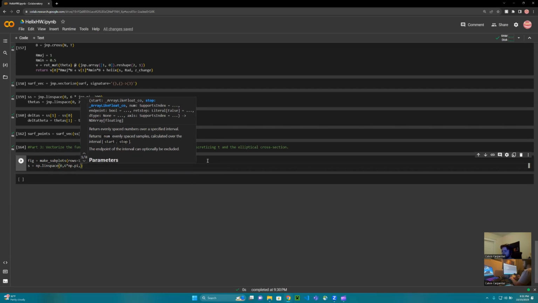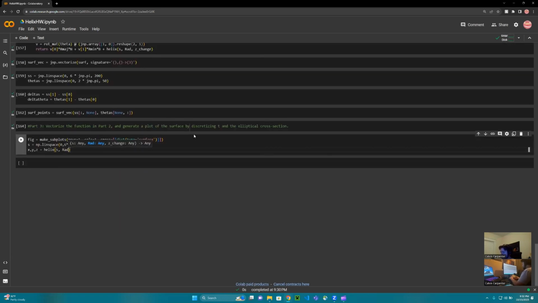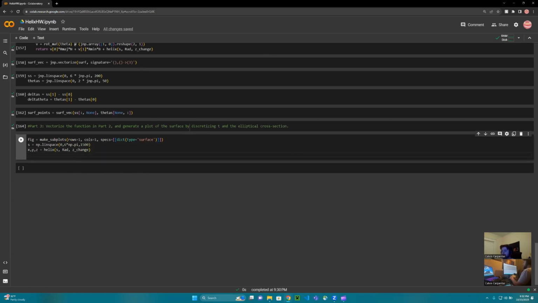So we're going to create a plot of all of these surface vectors, cross sections, and such, and we're going to plot probably about 1,500 points. That seems pretty good. We're going to set our x, y, and z equal to the helix function: S, what was it, S, rad, z, change. Okay.